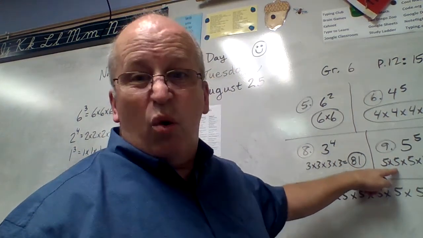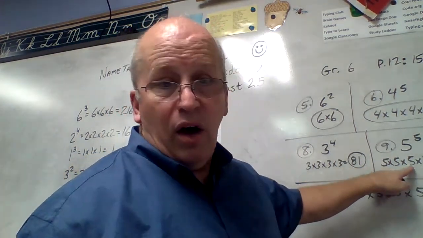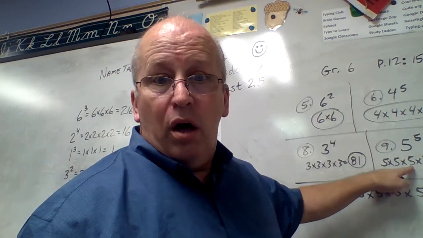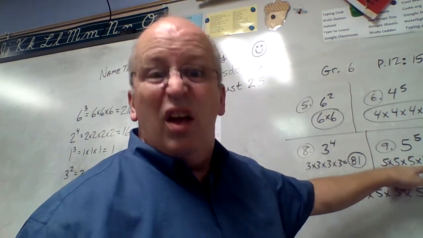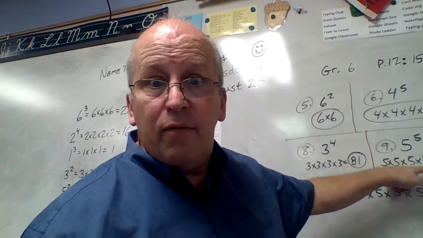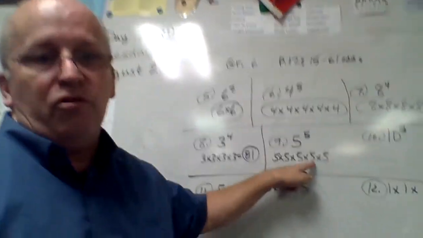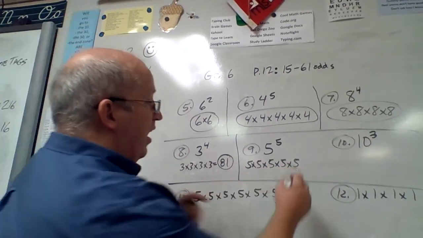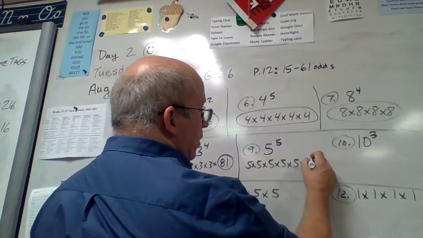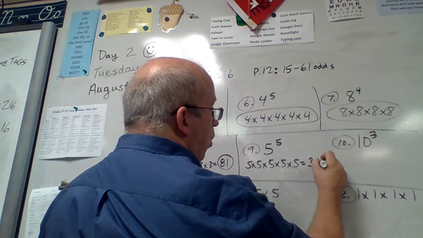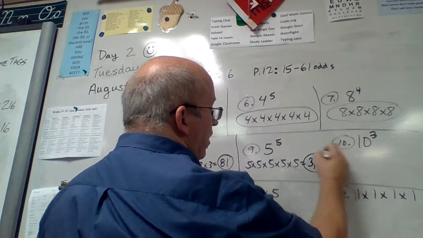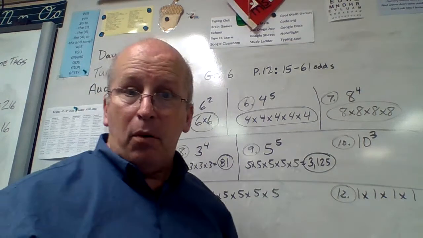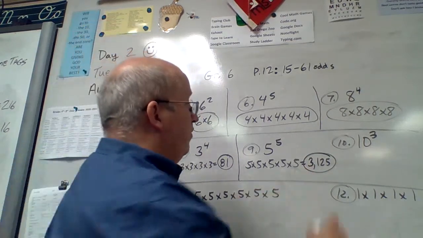5 times 5 is 25. 25 times 5 is 125. 125 times the next 5 is 625. Whoops, I'm off the screen, aren't I? And 625 times that last 5, oh boy, that's a hard one. That's 3,125. If you don't believe me, go ahead and work it out on paper, but it is 3,125.